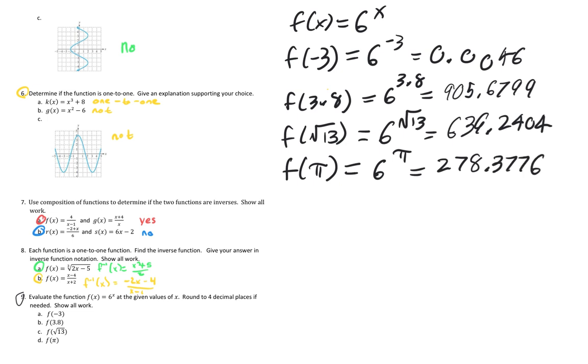278.3776, right? And just a quick reminder, whenever you plug this into your calculator, you're going to plug it in something like 6, have the little caret, and then make sure you put parentheses around everything that you want to bring to the power. That way it registers in your calculator correctly.